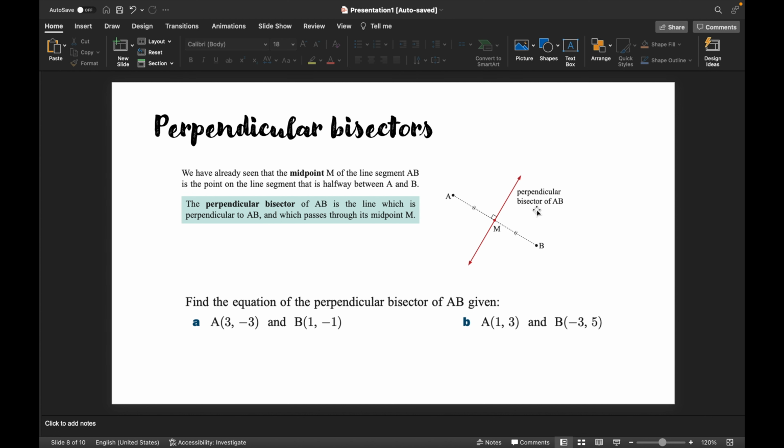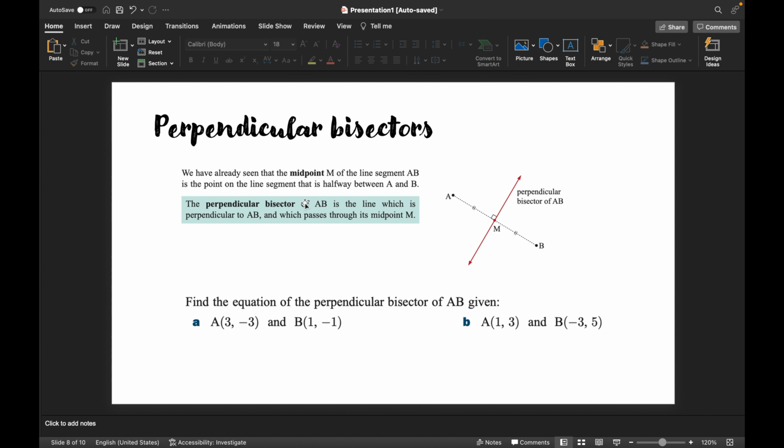So a perpendicular bisector involves a combination of finding the midpoint and then finding the gradient of the perpendicular line and so on. So first I will explain how to actually find the equation of a perpendicular line, and then we'll move on to working out the examples. Okay, so first let's read the statement again.